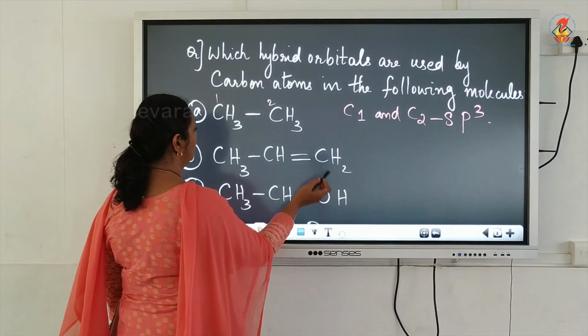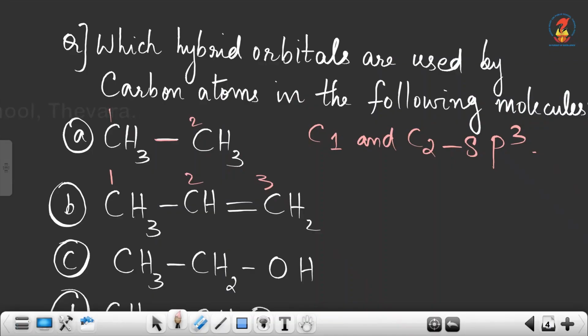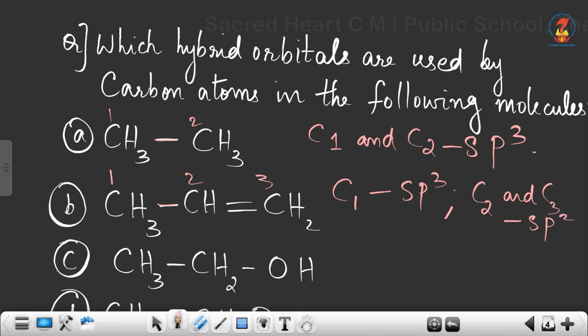Now the second question, when you number the carbon atoms 1, 2, 3, between the first two carbons we have a single bond. Now between second and third carbon we have a double bond. So you can say carbon 1 will undergo sp3 hybridization, whereas carbon 2 and carbon 3 will undergo sp2 hybridization. So this is sp3, this undergoes sp2, and this carbon also undergoes sp2 hybridization.